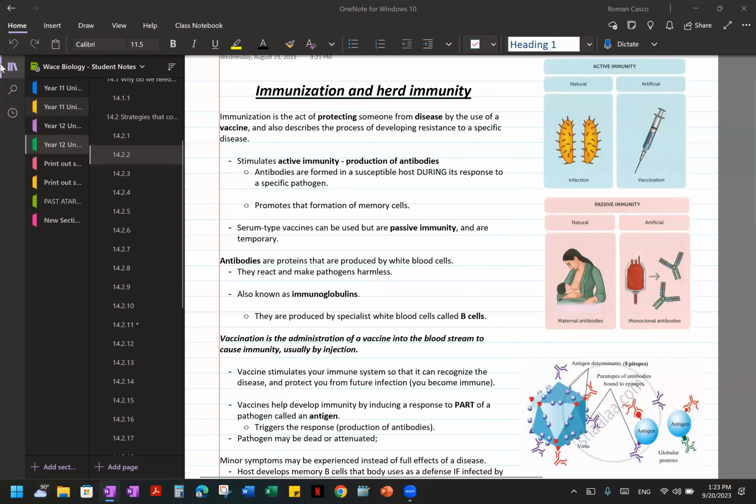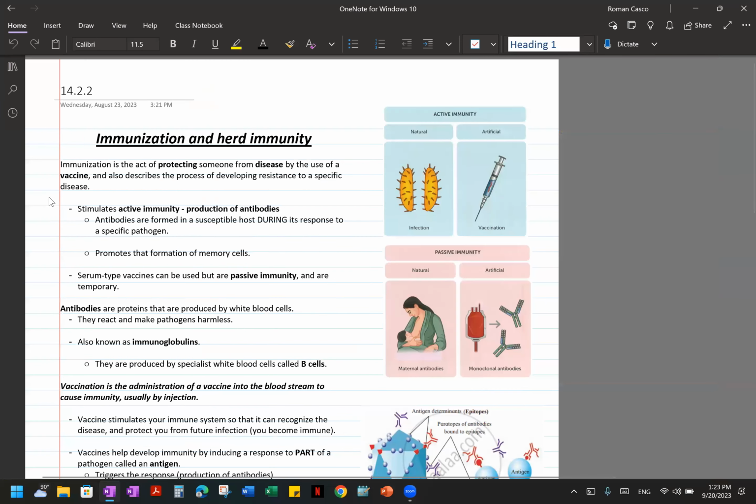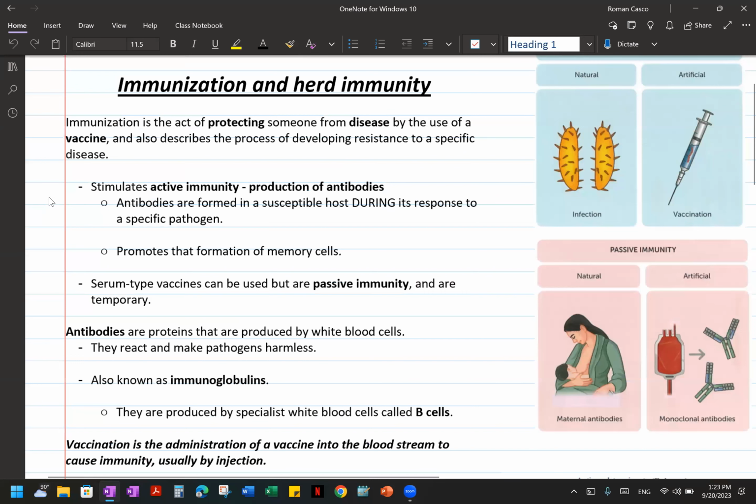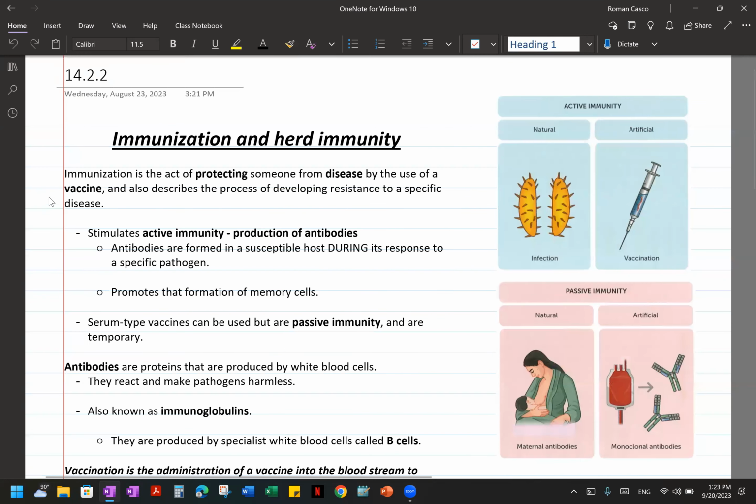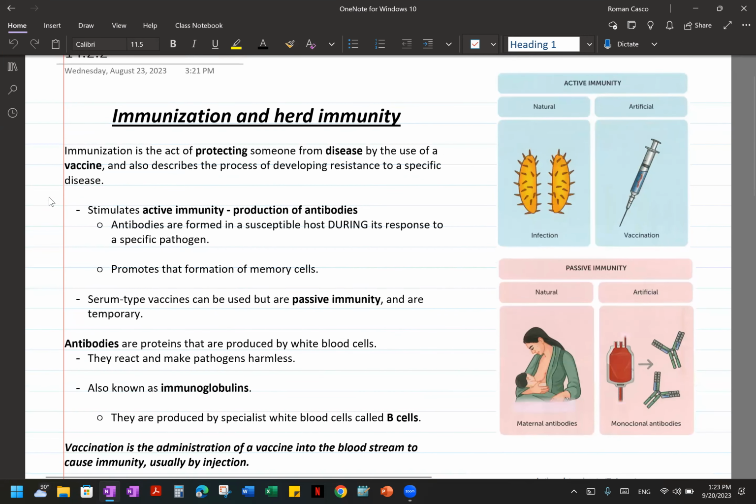All right. So for this class, today we're going to talk about immunization and herd immunity. So finally, we get into this topic that we've been hearing about.